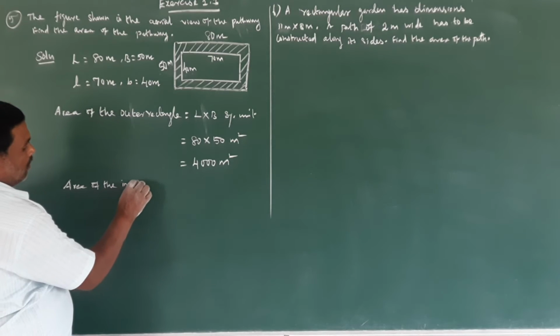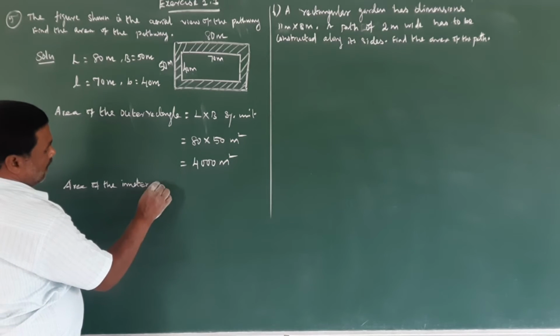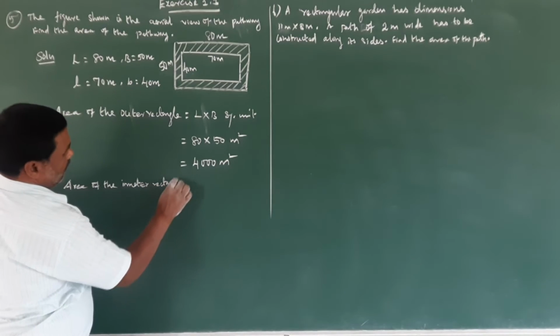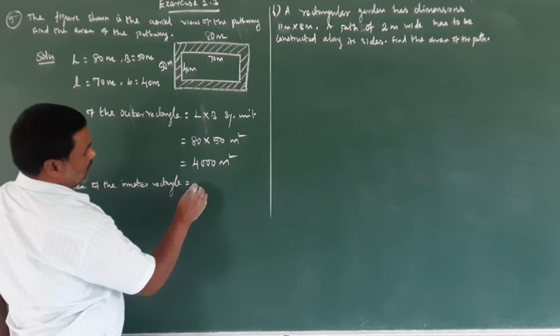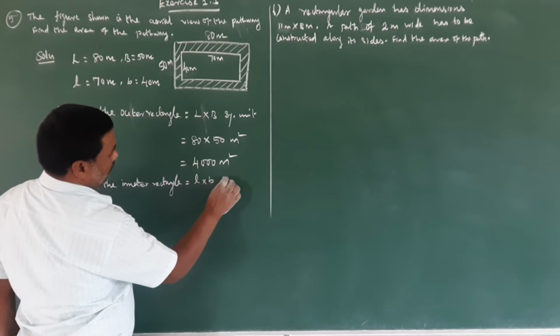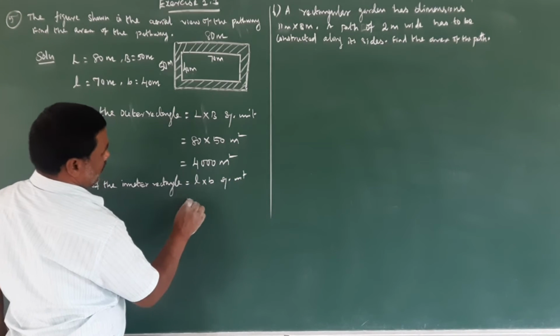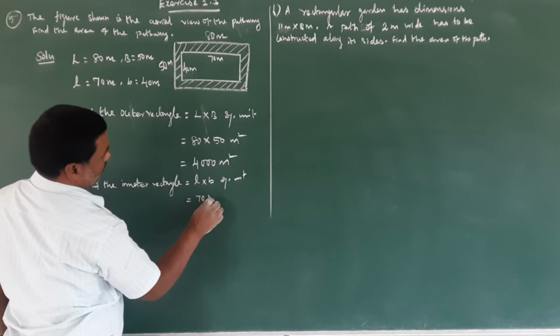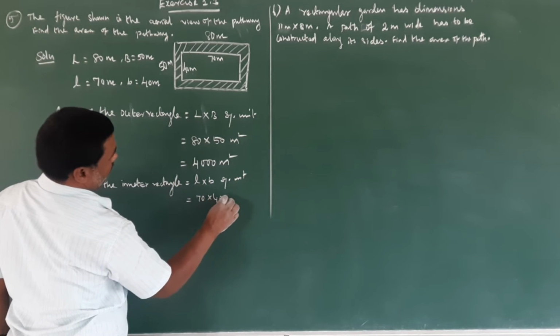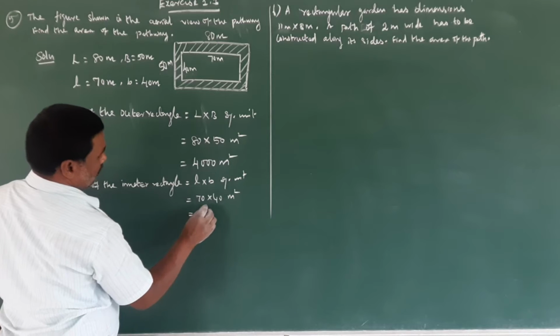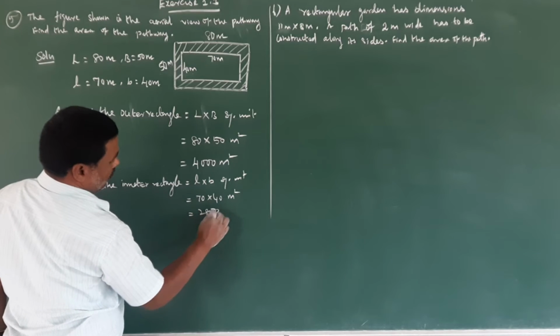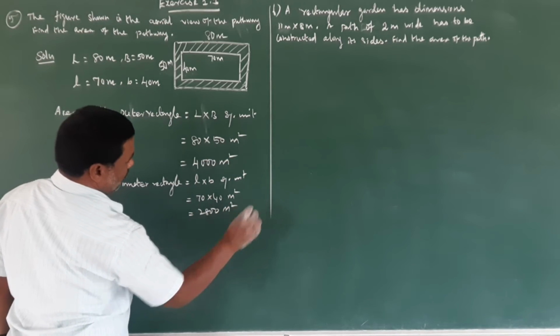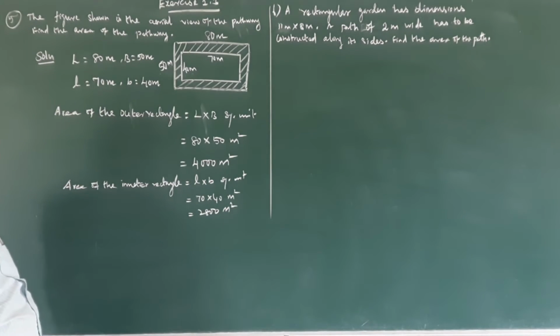Now area of the inner rectangle equal to L into B square unit. Now small l 70 into 40 meters square. 2,800 meters square.